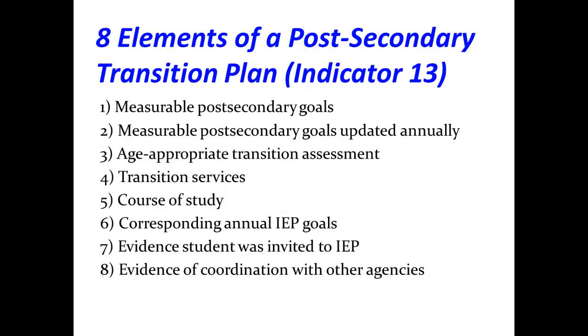As you saw in the definition of Indicator 13, these are the 8 elements of a compliant IEP. As part of this training, we are going to go through each one of them. Please watch the next video in the series to learn more about writing measurable post-secondary goals.